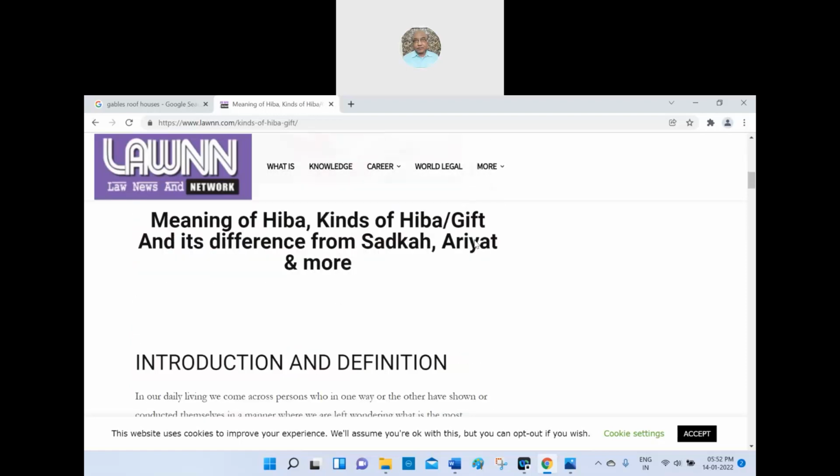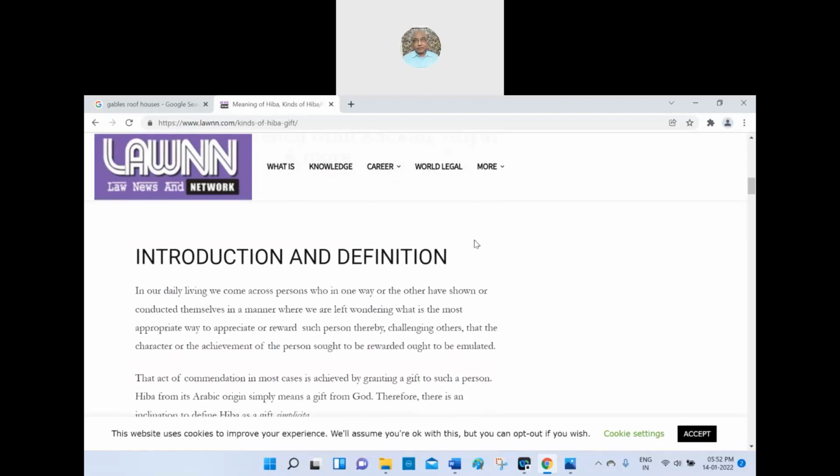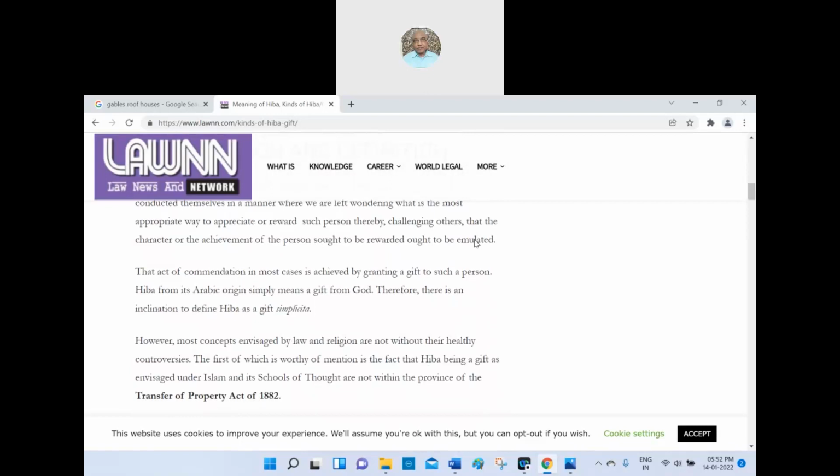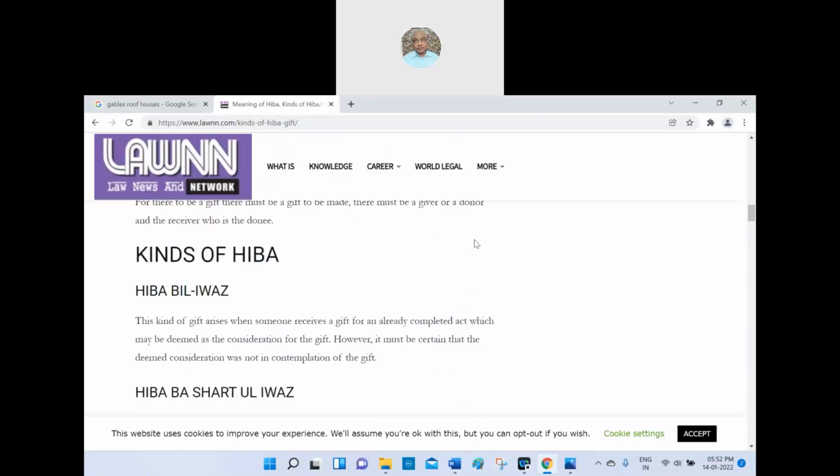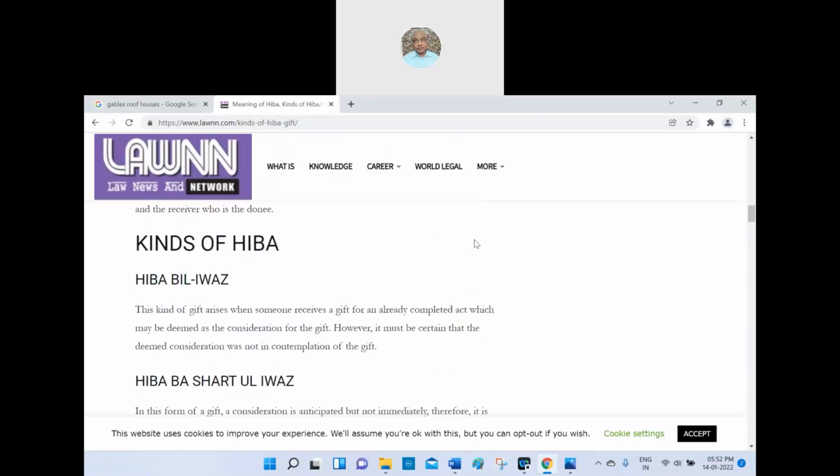Okay, so now let us see what is the introduction and definition. We know all this introduction and definition: who is the donor, who is the donee, what the Transfer of Property Act says about it. What are the kinds of hiba? Let us see how many kinds of hiba there would be. Just now we saw the onerous gift, and we saw the universal donee. But this terminology, can you read the terminology? Hiba bil Ivaz. Kinds of hiba bil Ivaz.